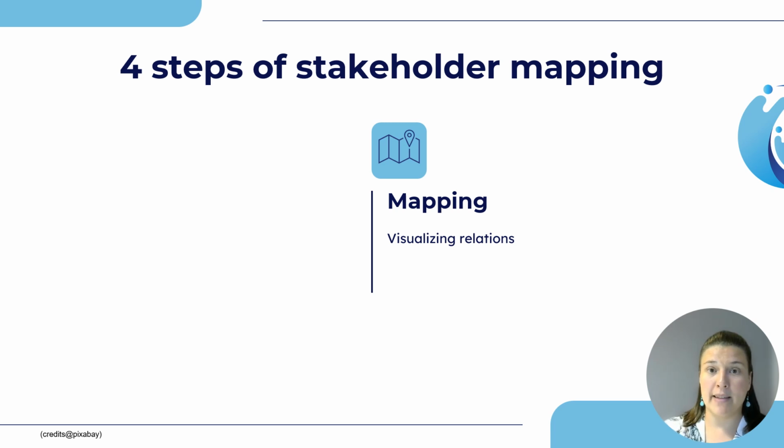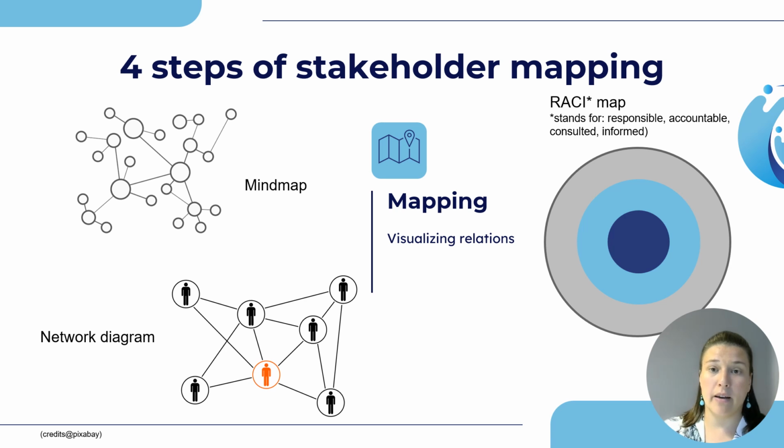Third, mapping stakeholders, meaning determining and illustrating the relations between them, helps to determine adequate stakeholder engagement strategies. This could be done via mind maps, RACI maps, or network diagrams, just to name a few, all of them illustrated here.